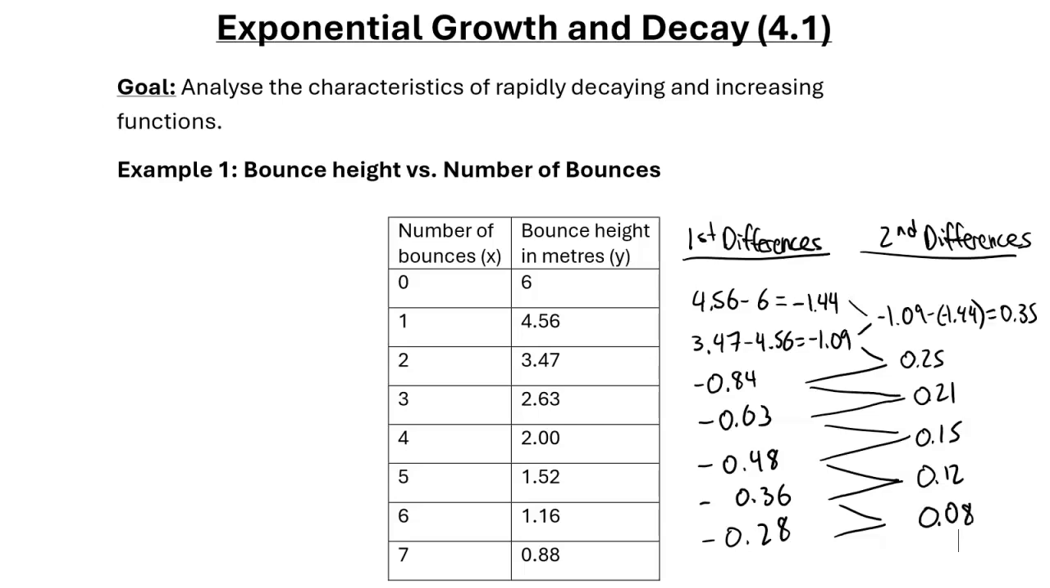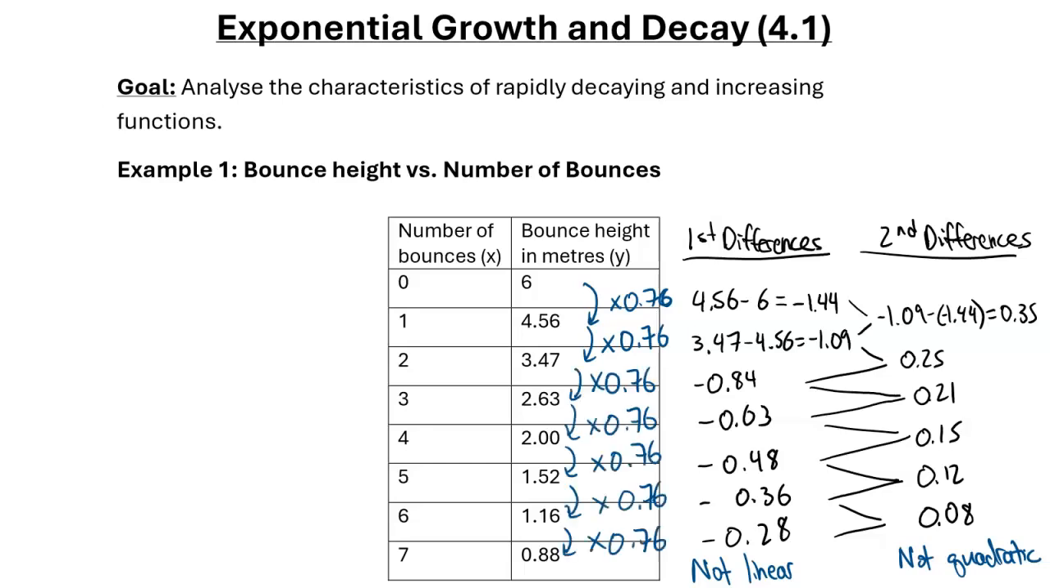Now, one thing to note here is that if the first differences are the same, it's linear. So it's not linear here. If the second differences are the same, it's quadratic. So we can say it's not quadratic. So it's neither one of those. So what is it? Well, one of the ways for us to tell if it's actually exponential is to look at the factor that all the y values are multiplied by. If they're multiplied all by the same factor, and in fact here they are, they're all multiplied by 0.76, that is the defining characteristic of whether or not it's exponential growth or decay.